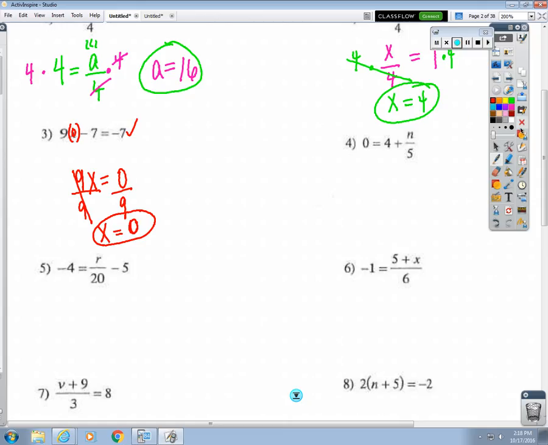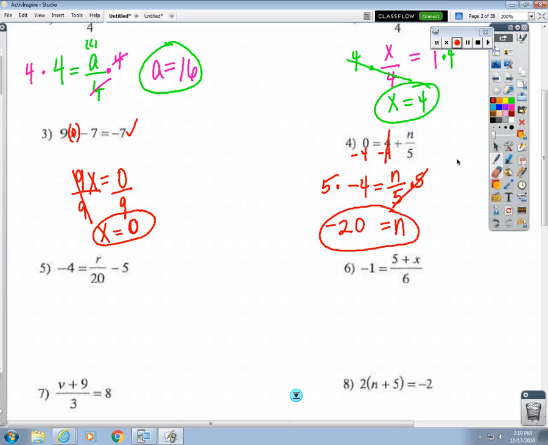Okay, number 4, what did you do first? Right, subtract the 4, because he's further away from the end, so he can sneak out first. Then on the left side it becomes a, and on the right side we have n over 5. Now to get n by itself, what do we do? Okay, so those cancel each other out, and n equals negative 20.